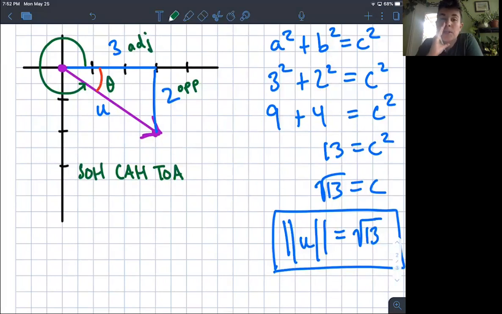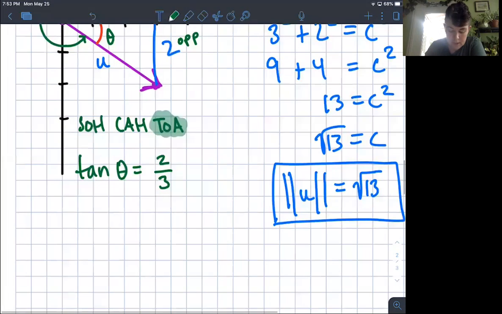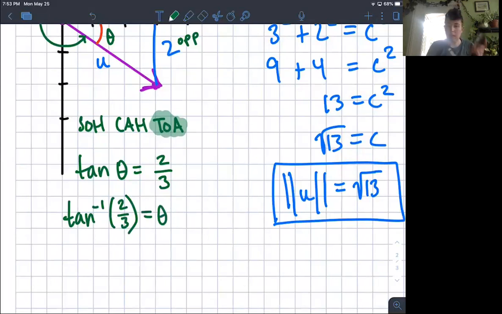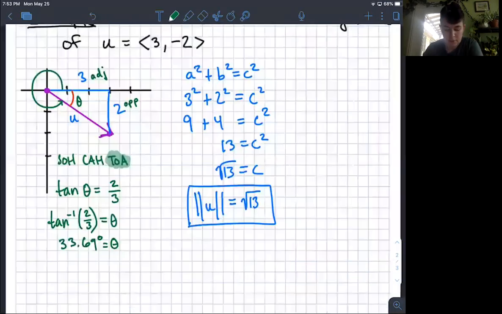Here's a quick spoiler alert. It's pretty much always going to be tangent. Just so you know. Okay, so what I can say is that the tangent of theta is the opposite over adjacent, so that's 2 over 3. So then I know that the inverse tangent of 2 over 3 will equal theta. Again, make sure I'm in degrees. And I've got second tan, 2 divided by 3, and I have got 33.69 degrees equals theta. Delightful, so delightful.